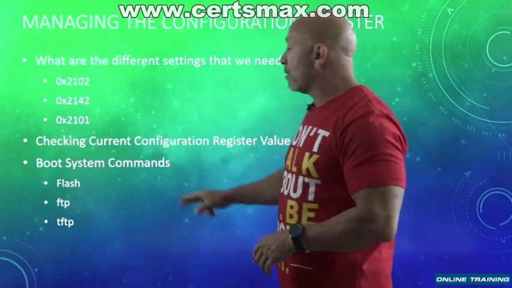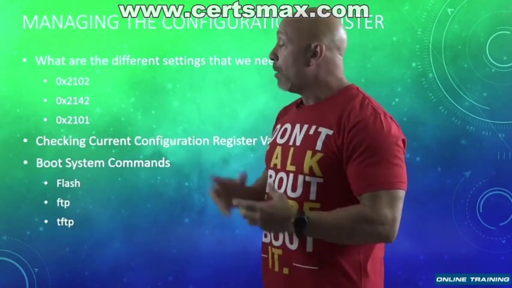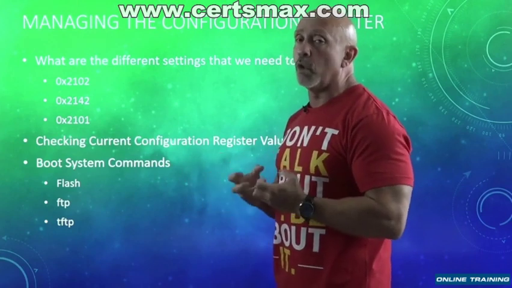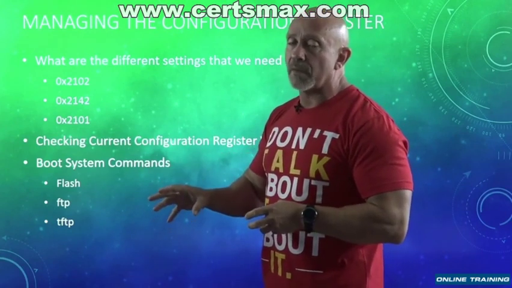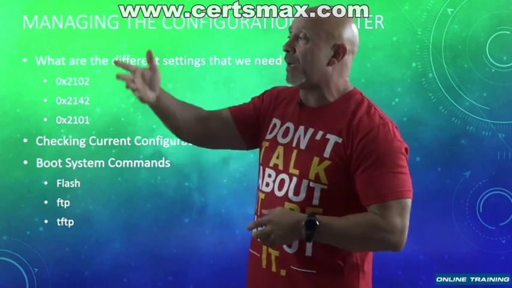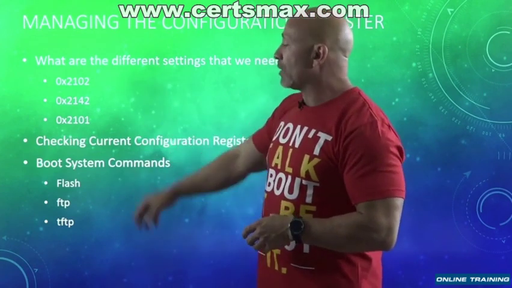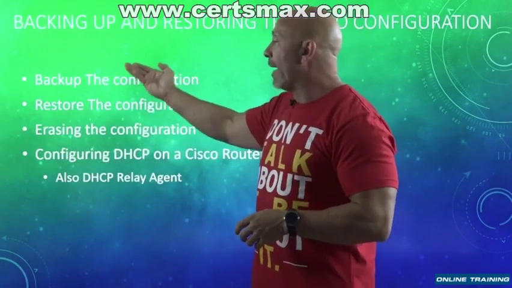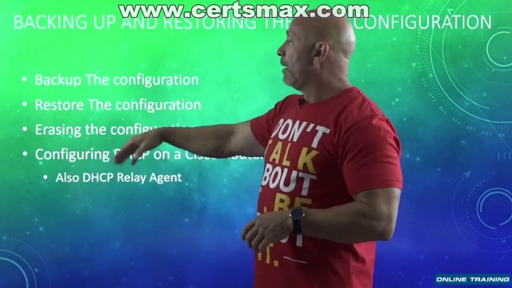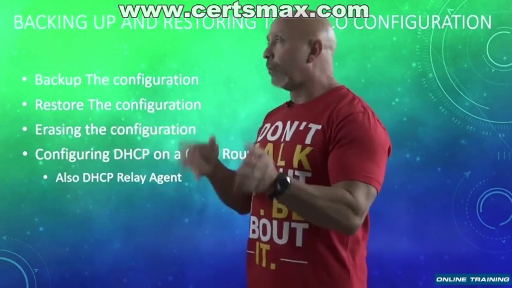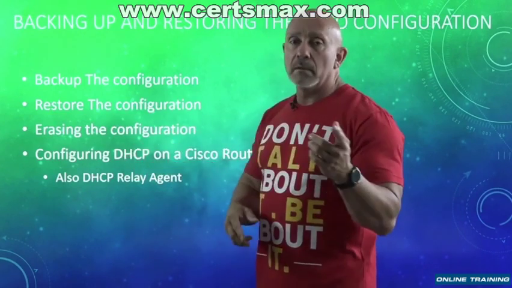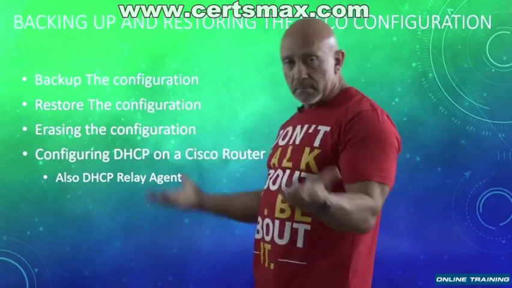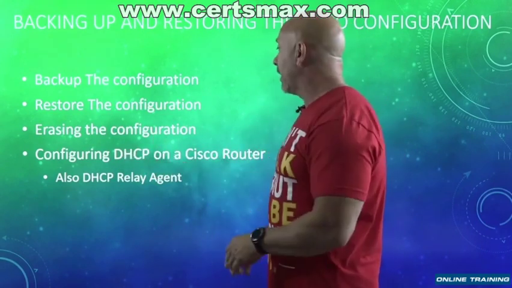Then we saw the boot system command. We did a little fake example to boot to a TFTP server, which is a bogus IP address, but just to show you that we can control where the router will look for an IOS or a startup config file. You can actually boot it to that, okay? So we looked at boot system commands. We backed it up again. We restored it. Erasing it, I told you already. Erase start, enter. You confirm it, and then you reload. And now everything is erased, okay?